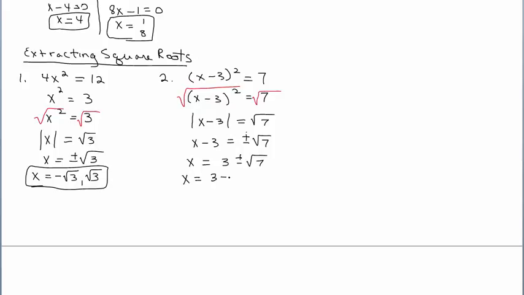I could box that, or I could write them out. The smaller of the two numbers would be 3 minus the square root of 7, and the larger of the two would be 3 plus the square root of 7. I've checked them both, they both work. Okay, let's do another one.